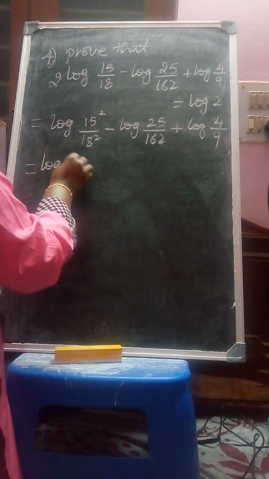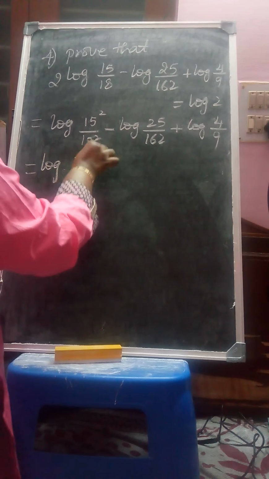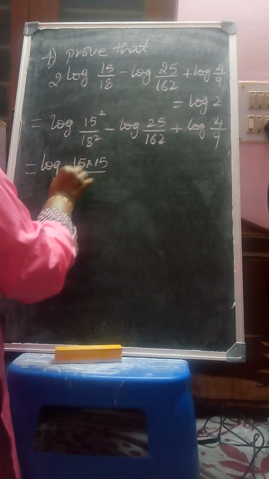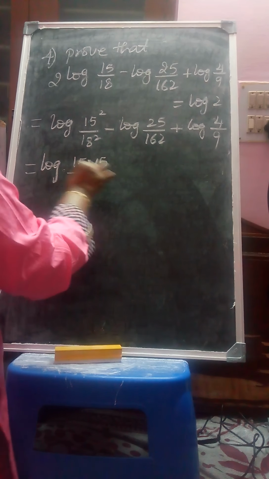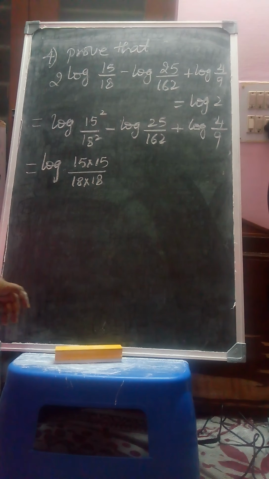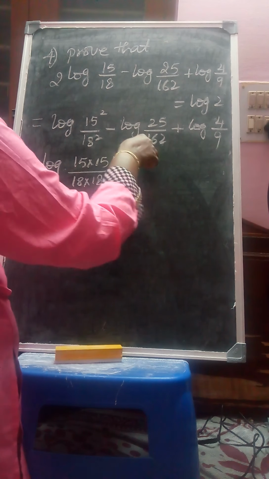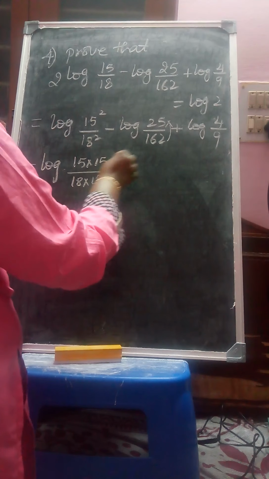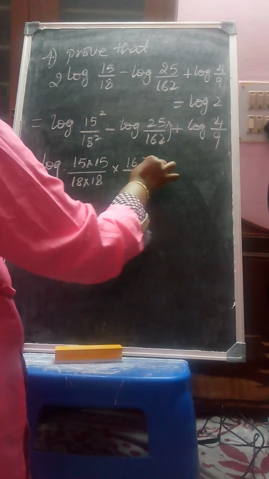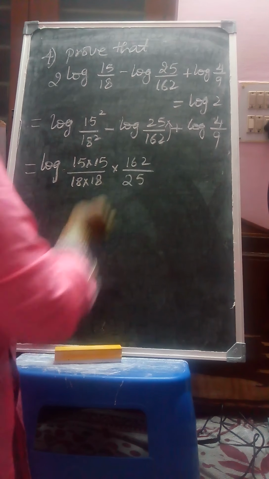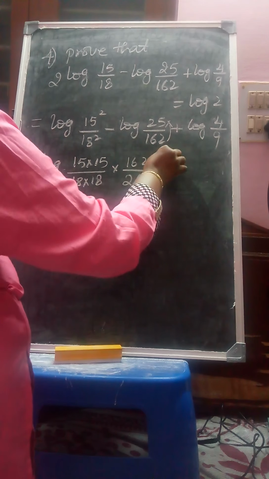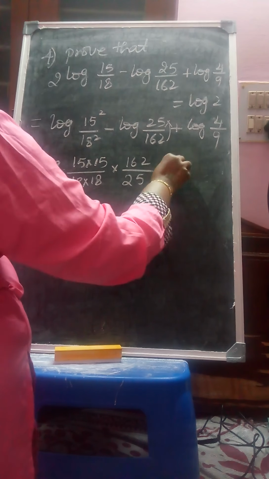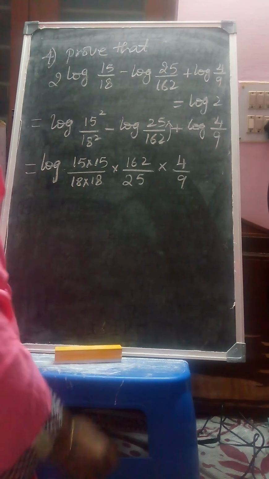Now see here. This is 15 into 15, okay, by 18 into 18. When we are trying to simplify, keep it like that only, so that our simplification becomes easier. Now when it is minus, I told you, you should take a reciprocal. So this would be 162 by 25. Okay. Now this into, this will be 4 by 9.